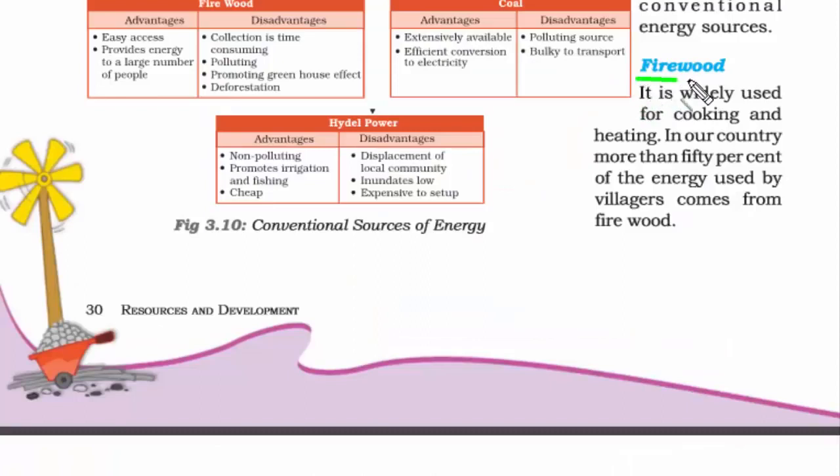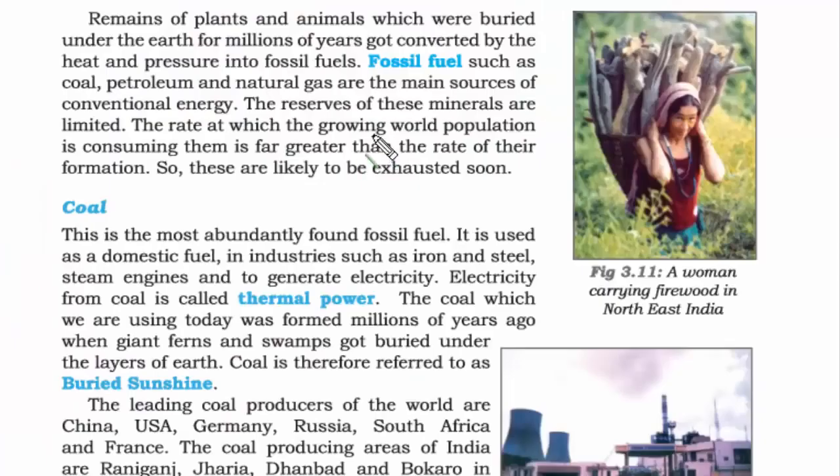Some of the conventional sources of energy are firewood. It is widely used for cooking and heating. Villagers still use this till date. The next is fossil fuel. When we say fossil fuel, we mean coal, petroleum and natural gas. Dead remains of plants and animals which were buried under the earth for millions of years got converted into fossil fuels with the help of heat and pressure.